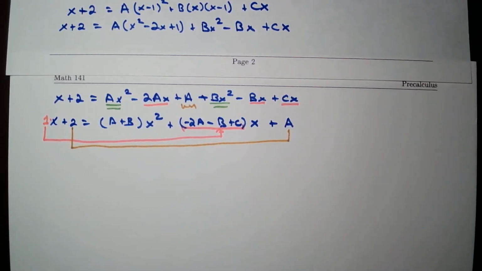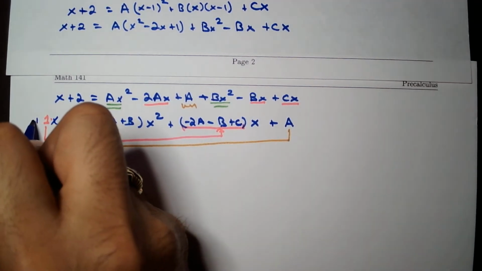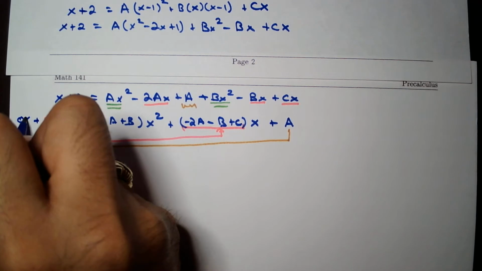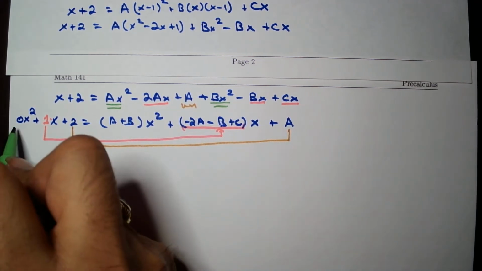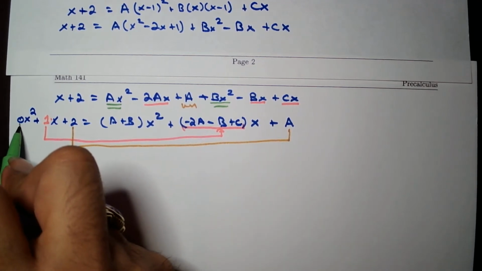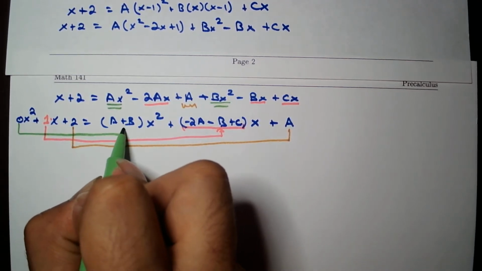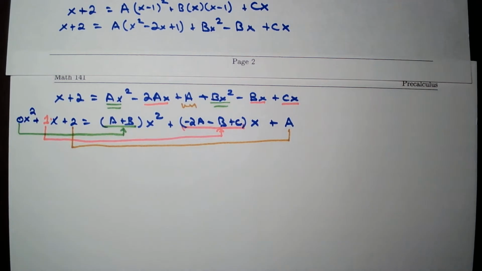Well, you might want to add, in this case, as a trick, a placeholder, 0x squared. So it's not there, but we can put it in there as a coefficient of x squared. And in this case, let's equate the coefficient. 0 equals the quantity a plus b. And from there, we are going to set a system of equations.